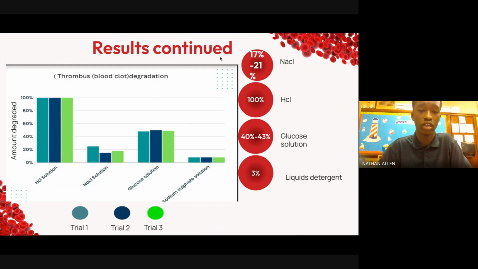Results continue. This is the visual of my results. This is my graph for trial 1. For all 3 trials, the NaCl solution degrades the thrombus about 17 to 21%. The hydrochloric acid most fully degrades the thrombus at 100%. The glucose solution degrades the thrombus about 40 to 43%, and the liquid detergent stayed constant all 3 trials, degrading it at only about 3%.